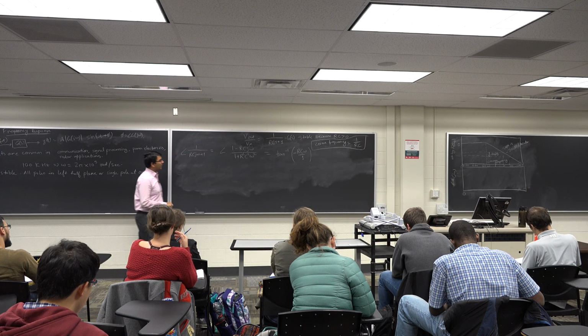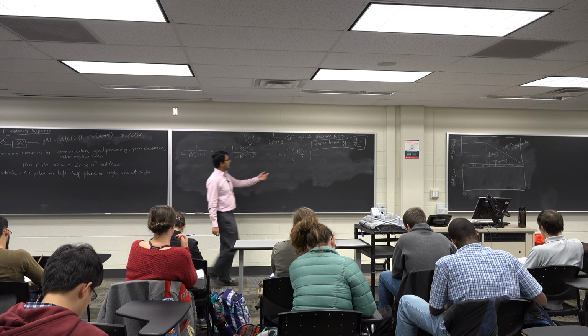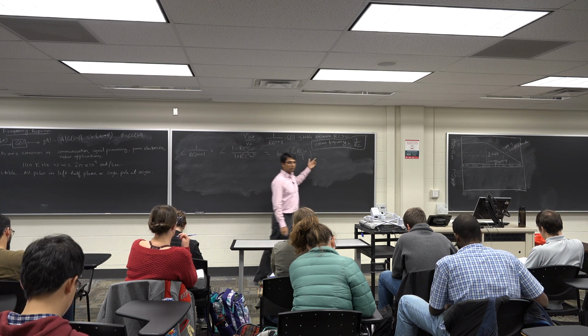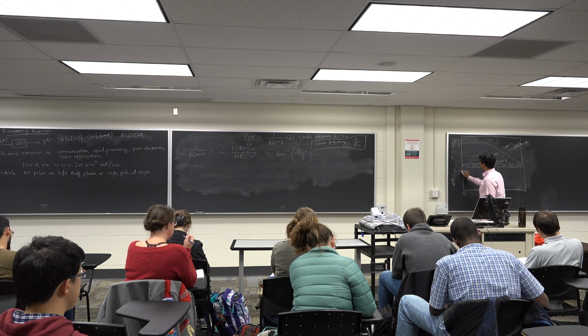So what happens when omega is very, very small? What's the phase angle? Omega is small, omega is close to 0. So what is tan inverse 0? 0. So when omega is close to 0, your phase angle is 0.